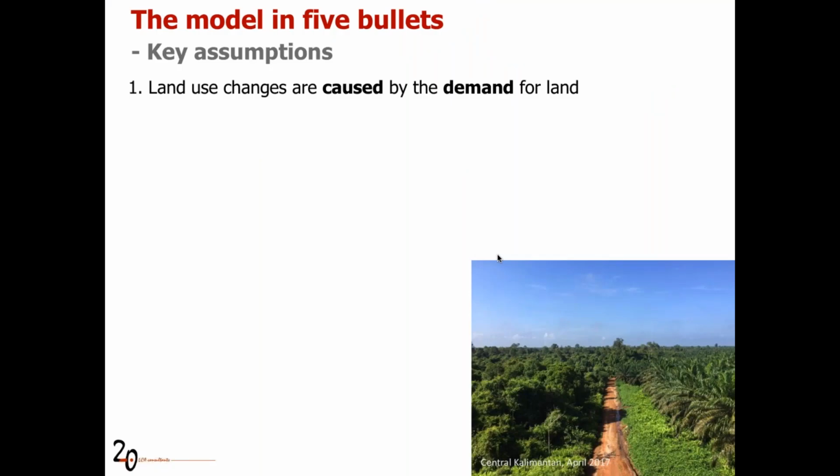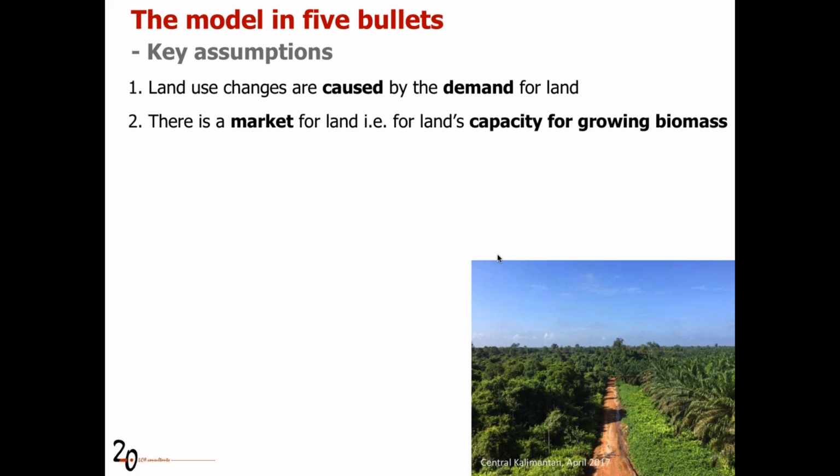Good. What I do in the slide here is that I will just explain the model in 5 bullets. So that's the 5 key assumptions we are dealing with. First of all, we assume that land use changes are caused by the demand for land. I've spent quite some time in Indonesia, Malaysia, and I've seen land use changes, and I can assure you, this is not fun. It's not fun clearing a forest. It's hot, it's full of mosquitoes, and it's wet, and a lot of other bad stuff out there.